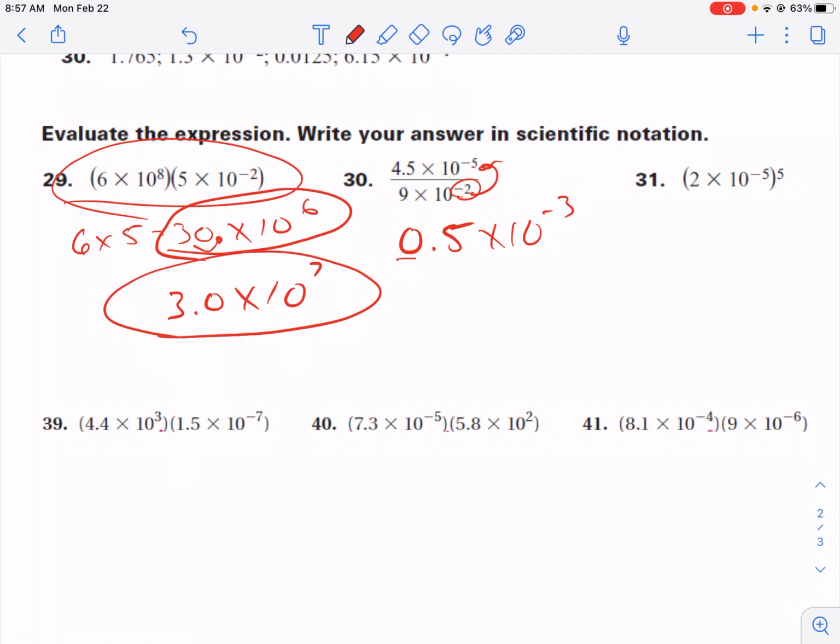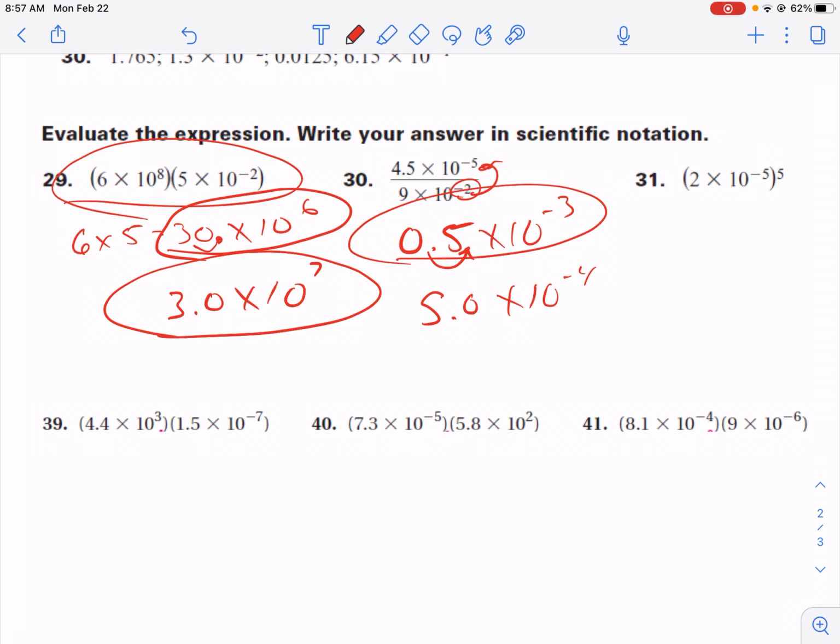Now again, you might think, oh, I'm done, I did all the work. But not quite, because we didn't have any numbers between 1 and 9 to the left of the decimal. So I'm moving this decimal one place to the right, because now it's 5.0. And because I made that number bigger, okay, I have to make this number smaller. And smaller means it's going to go more negative. So it's going to be times 10 to the negative 4th.